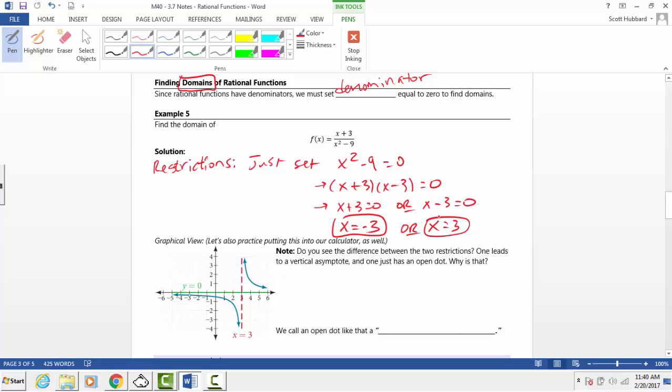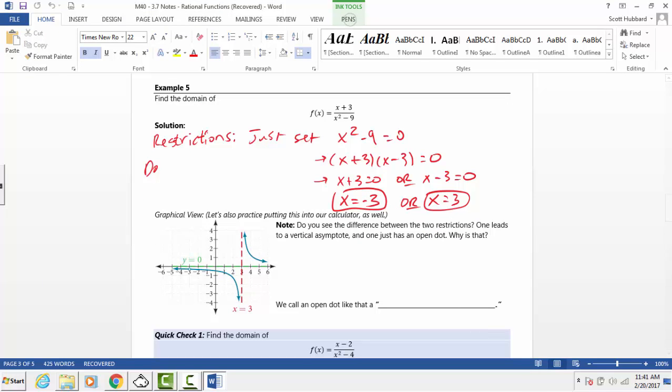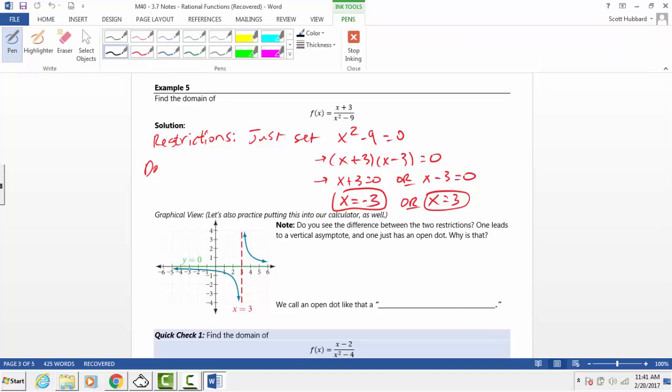Okay, so that means that my domain then is all numbers. Sorry class, again, Microsoft Word's hating me today. So the domain is just going to be all numbers except negative 3 and 3. And so the way we write that, remember, with interval notation is negative infinity to negative 3, union the stuff in between, union 3 to infinity.